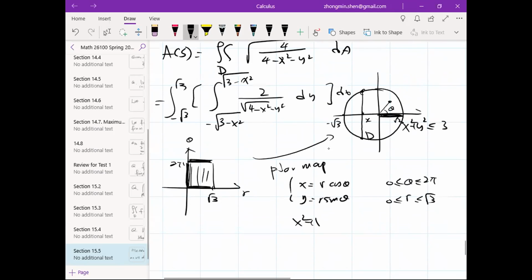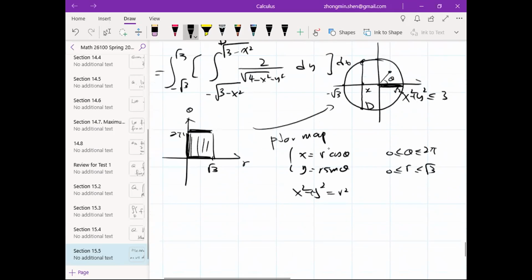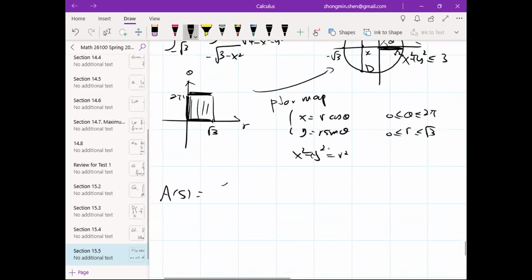So x squared plus y squared equals r squared. Okay, that's good. So this double integral is going to be the double integral over D bar of 2 over the square root of 4 minus r squared, right? And I also have r here and dA bar. Yeah, this r is coming from the Jacobian of this map. Okay, this is already given. Don't miss that part.